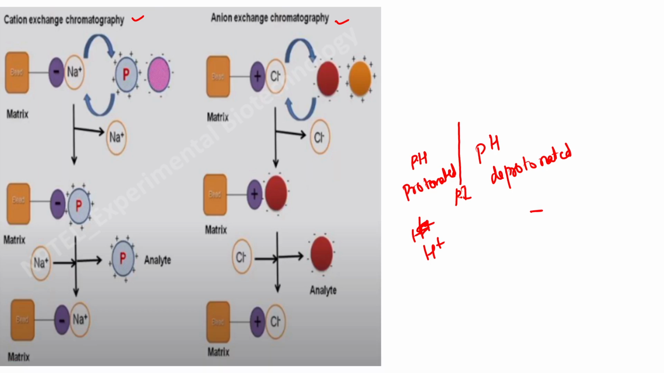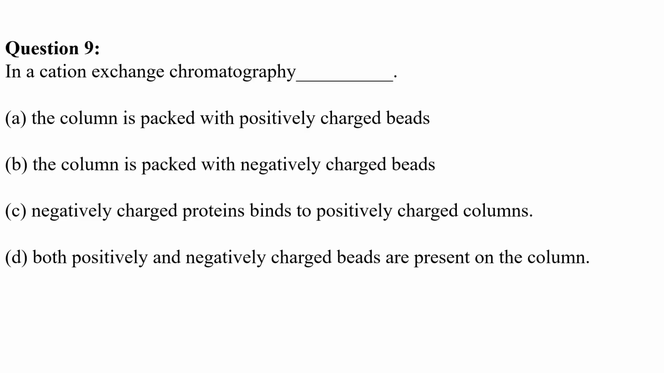Okay, if there are no doubts, we will move to the next question, question number 9. In a cation exchange chromatography, option A, the column is packed with positively charged beads. Option B, the column is packed with negatively charged beads. Option C, negatively charged proteins bind to the positively charged column. Option D, both positively and negatively charged beads are present on the column.